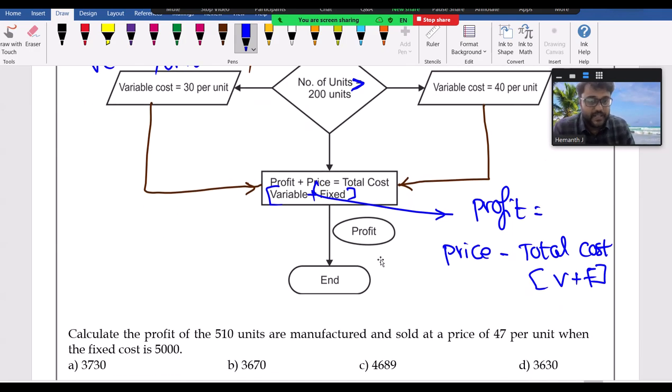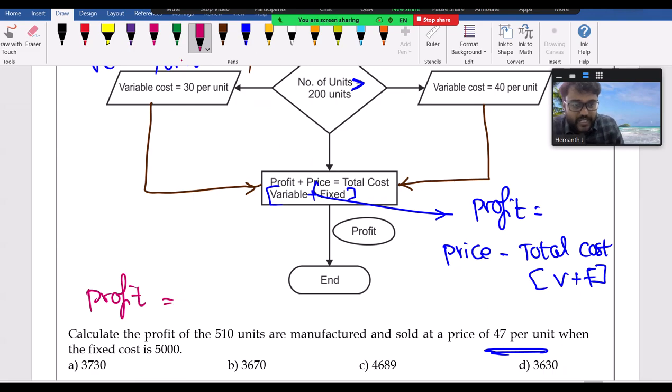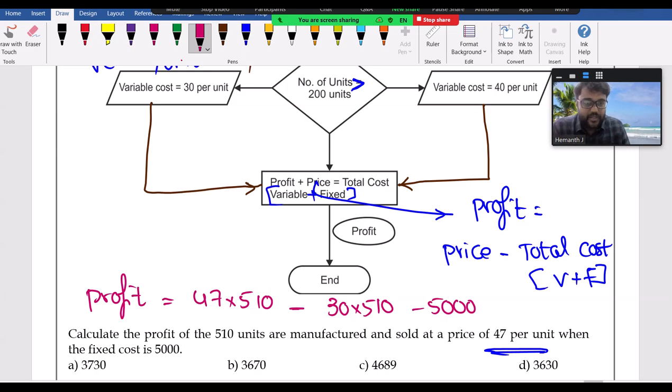Now see here, you are selling for 47 per unit. Fixed cost is 5,000, they've given. Now my dear friends, what is the profit? Listen, you are selling each one for 47. You are selling 510 units. 47 into 510, minus variable cost, which is 30 per unit, for 510 units, 30 into 510, and fixed cost is 5,000. So 17 into 510 minus 5,000. So 7 ending with 7. So this is the option.